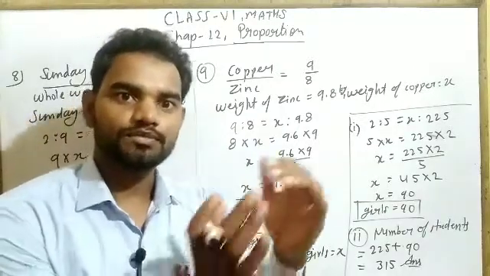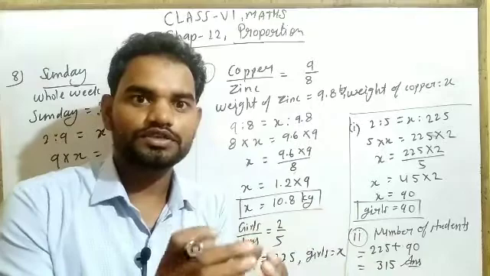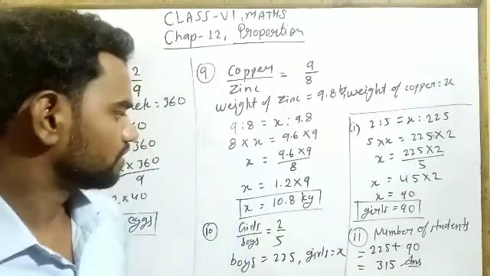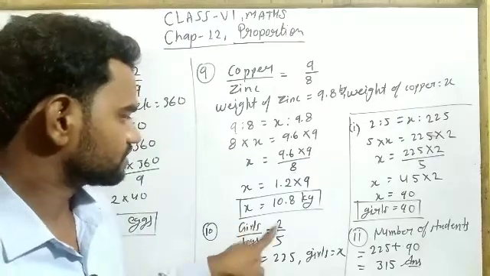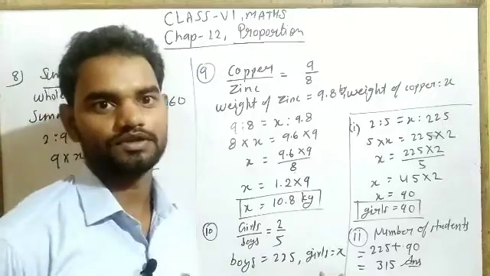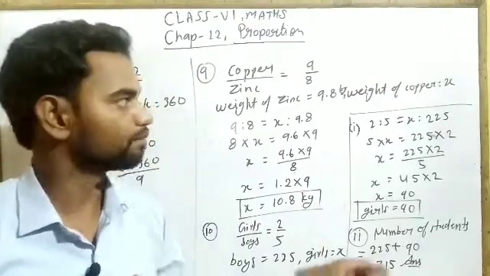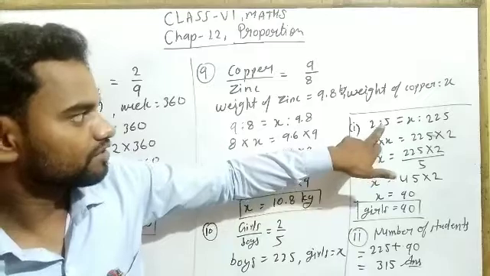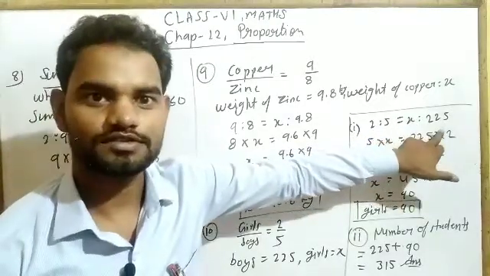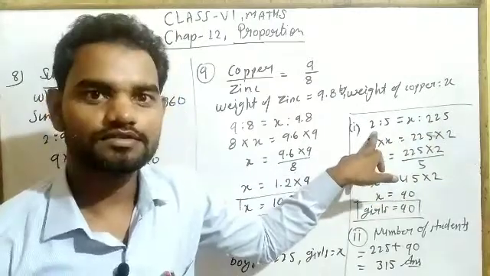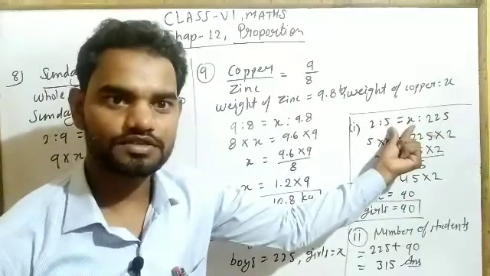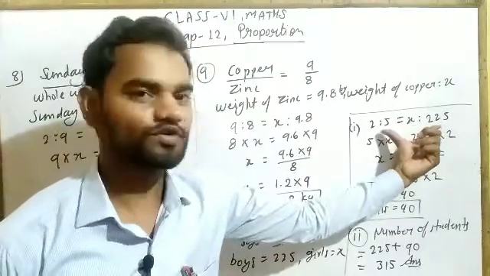First one, the number of girls we will find out. Then point second, total number of students of the school we will find out. So now girls to boys is given 2:5. Boys are 225. Find out the number of girls. Point 1. Girls to boys equal to girls to boys. Product of means equal to product of extremes.